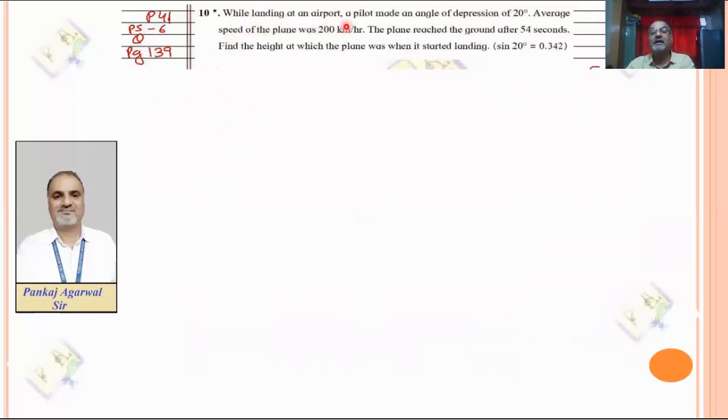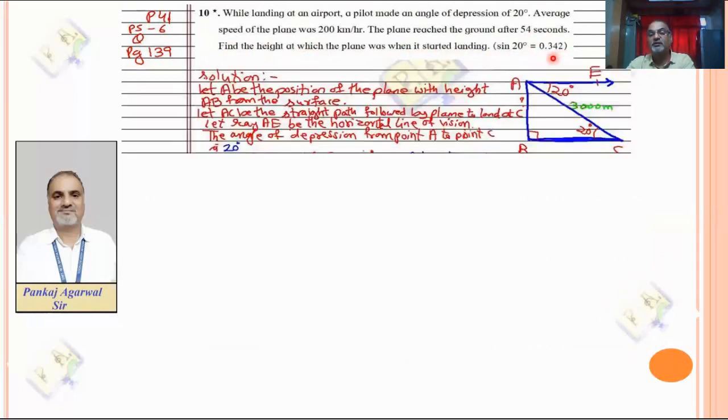While landing at the airport, the pilot makes an angle of depression of 20 degrees. The average speed of the plane, see the speed of the plane is given 200 km per hour, and the plane reaches the ground after 54 seconds. So this time speed and time is given. Find the height at which the plane was when it started landing. Sin 20 degrees is given to us as 0.342.